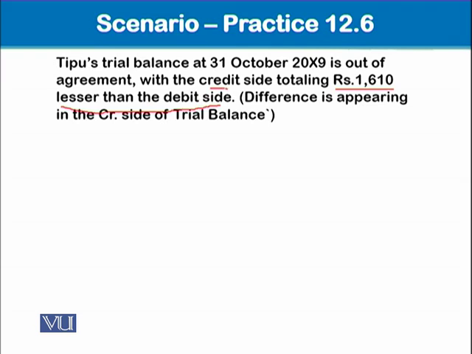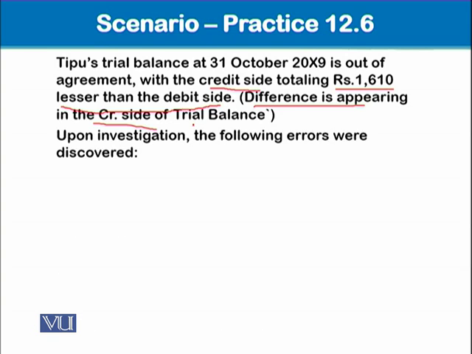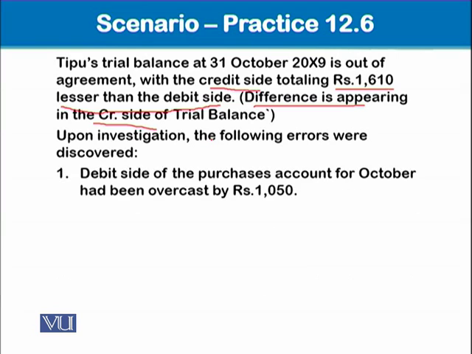So credit side lesser than the debit side means that this difference is appearing in the credit side of trial balance. Well, that's fine. Upon investigation, we got to know that debit side of the purchases account for October had been overcast by 1,050.